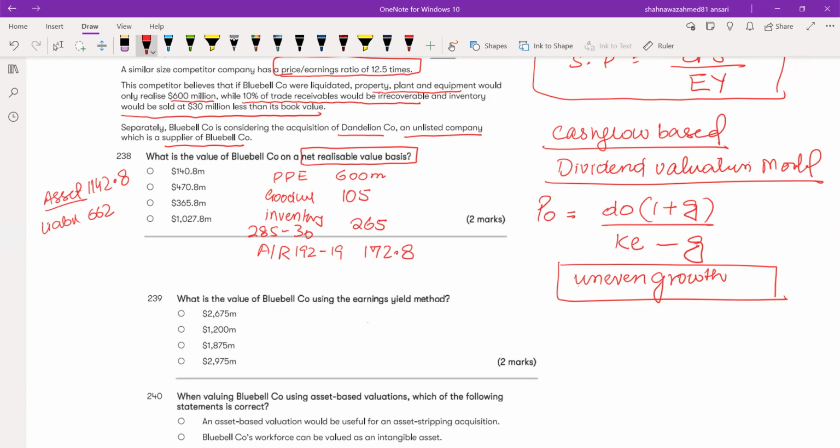Now total assets minus total liabilities 662. It's 480.8. As we normally do not consider the intangible assets, so we'll deduct 105 from here, and it will give us a figure of 480.8 minus 105. It's 375.